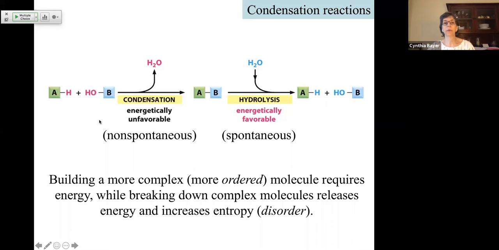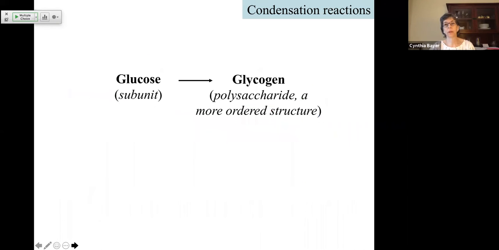So we're going to look at examples of condensation reactions, examples of hydrolysis reactions, and look at the source of the energy that is required for condensation, or the energy that is released in an energetically favorable spontaneous reaction. So let's start looking at some specifics, some examples. One type of condensation reaction is a building of a macromolecule.